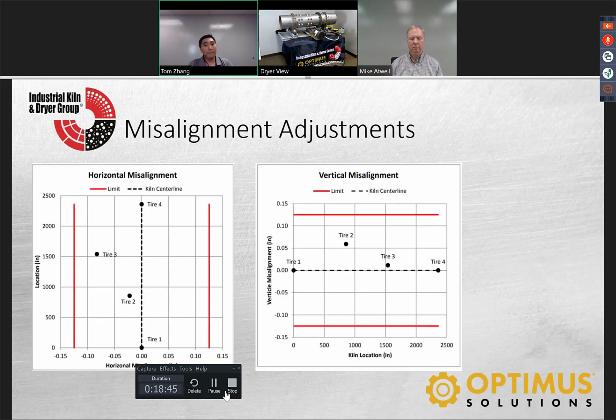So, misalignment. You see on this there are two figures, a horizontal misalignment and a vertical misalignment. For both, the limits that we have are plus or minus an eighth of an inch, so plus 0.125 and minus 0.125. Why? It's an industry rule of thumb that we've used. On the vertical, it's actually a little bit higher, but we like to stick with a more conservative misalignment set.